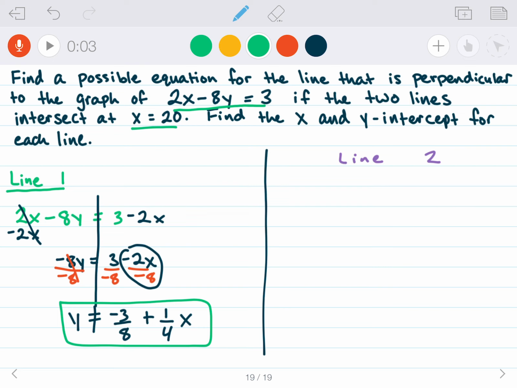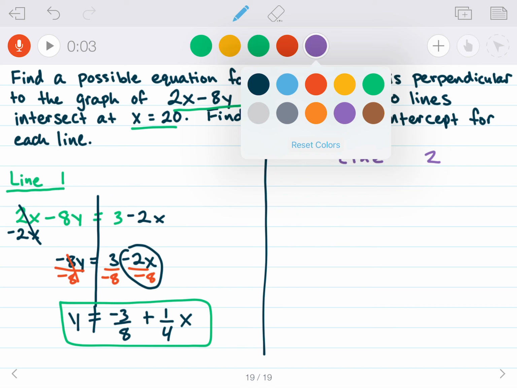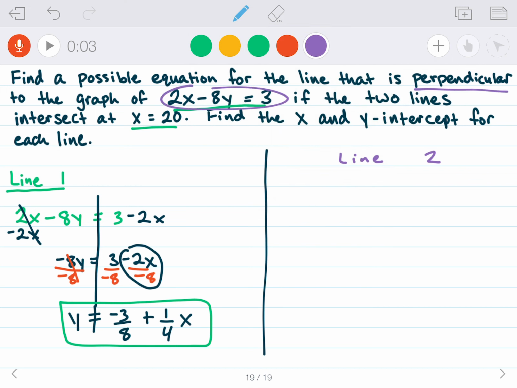Now, the equation of line 2. Line 2 was said to be perpendicular to line 1. Okay, it's said to be perpendicular to that. So what does that mean? That means opposite reciprocal slopes. Okay, so opposite reciprocal slopes.